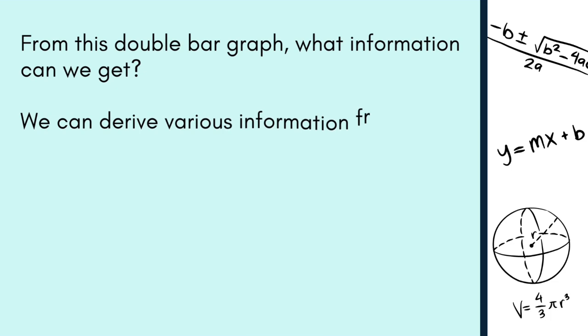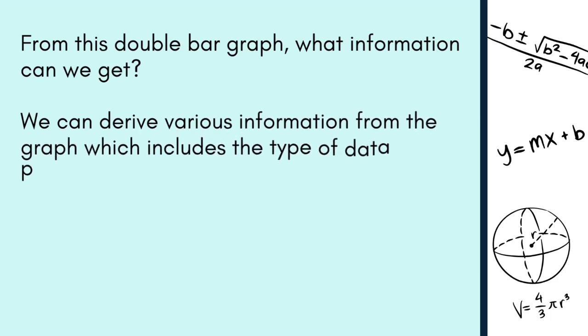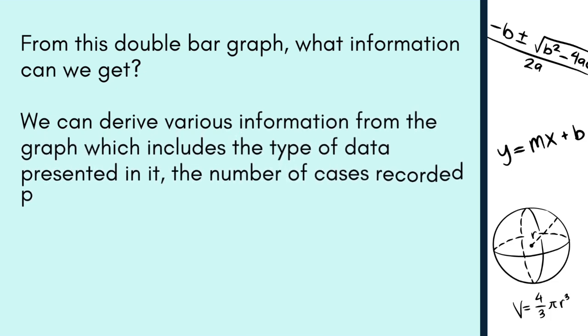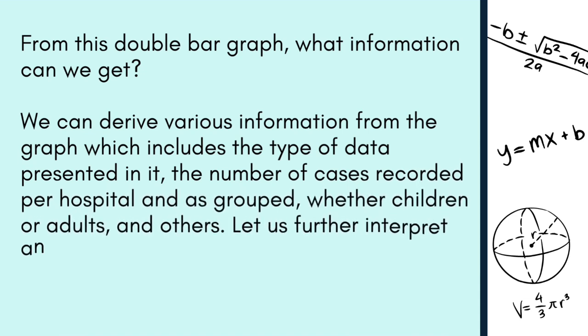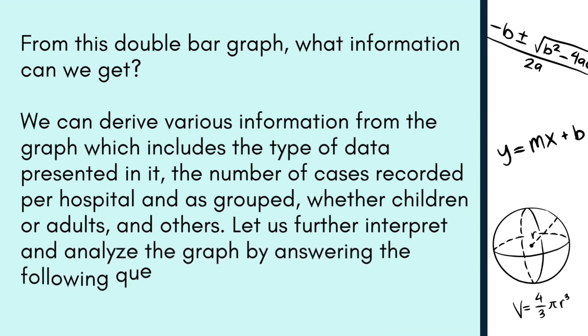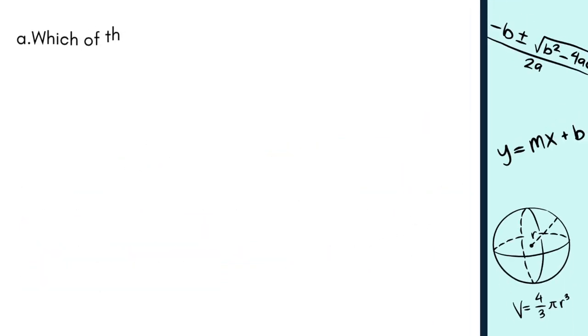So we can derive various information from the graph, which includes the type of data presented in it, the number of cases recorded per hospital and as group, whether children or adults and others. Now let us further interpret and analyze the graph by answering the following questions. Okay, so kasi from the graph, no, makikita natin saan bang ospital mas marami ang cases nila, active cases ng children, saan bang ospital mas maraming cases ng adult, saan ospital pinakamababa ang kanilang number of COVID-19 patients, at anong ospital yung may pinakamaraming cases. Okay, so both for the children and adult.